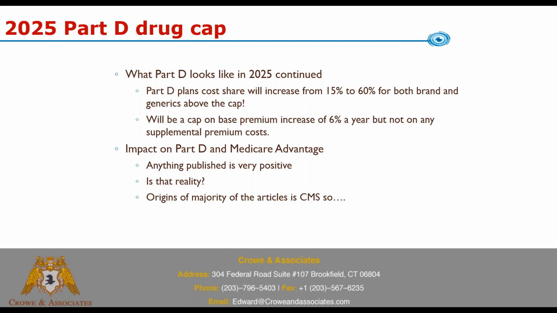So the carriers can't have more than a 6% increase on the base premium, but it's unlimited on the supplemental premium costs, meaning anything above the model base Part D plan that the carrier has in there for benefits, they can basically go unlimited on that increase. So I think there's the out for them and how they're going to increase prices, which I'm going to show you in a little while.